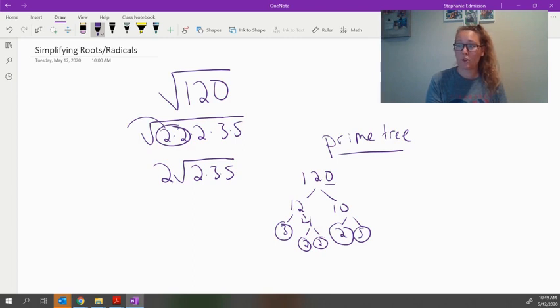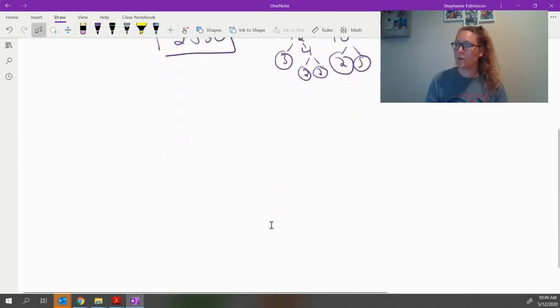We have to actually multiply that out, and we get 2 root 30. And that is the simplified version of root 120, okay? Not that decimal that you get if you put it in your calculator, but this. This is an exact number. Let's take a look at a couple more examples.